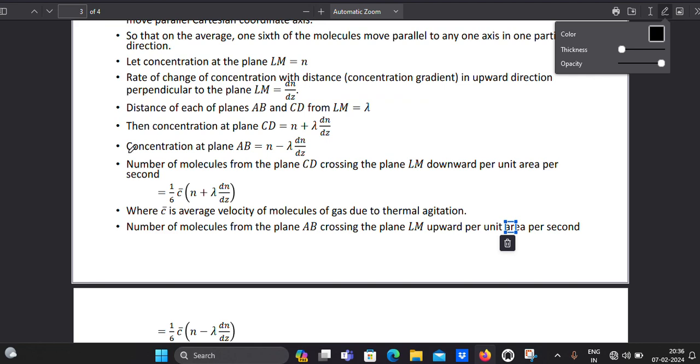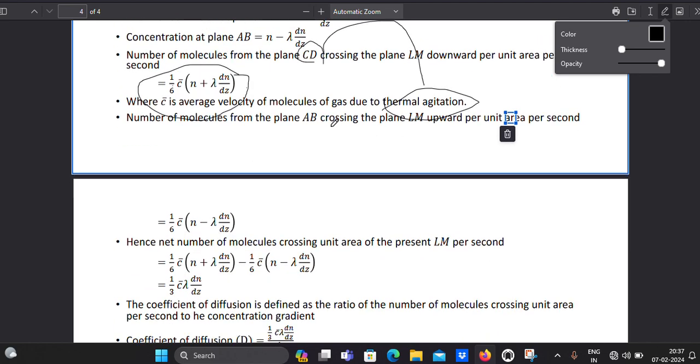Now, the number of molecules from the plane CD crossing the plane LM downward per unit area per second is 1 by 6 C bar (n plus lambda dn by dz). So this is the number of molecules crossing per unit area per second, from CD to LM, where C bar is the average velocity of molecules of gas due to thermal agitation. So because of thermal agitation, the average velocity comes. I explained the meaning of average, right?